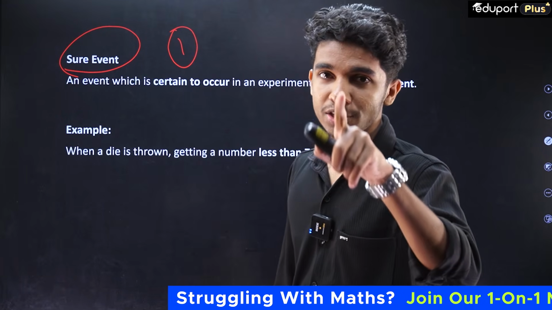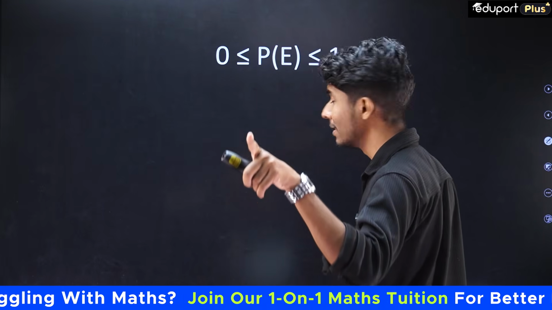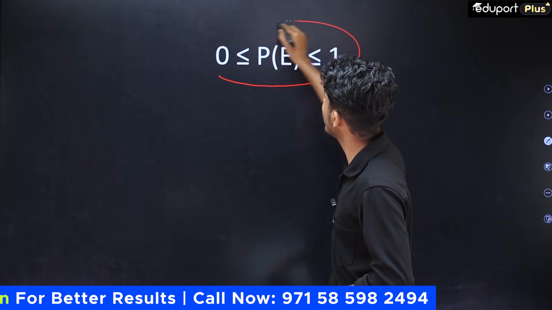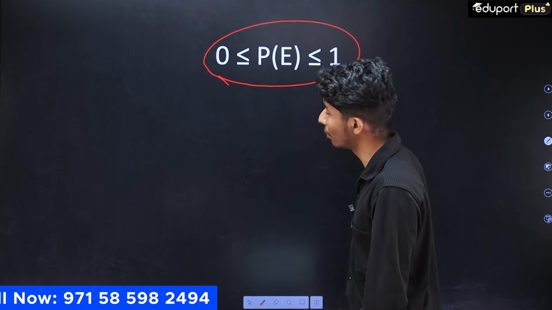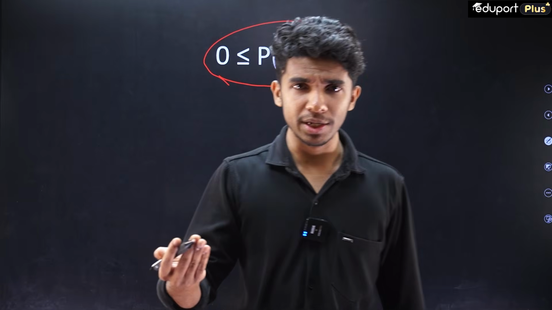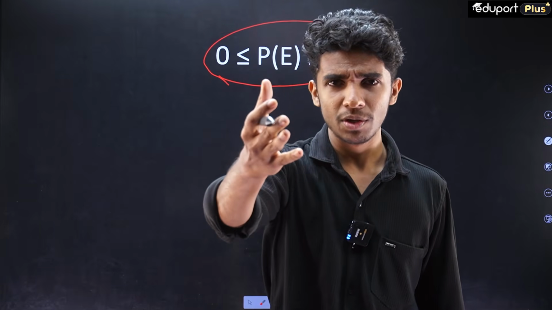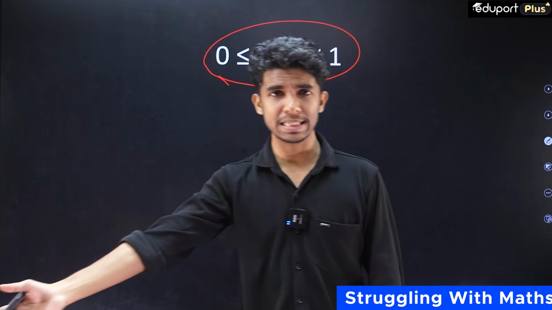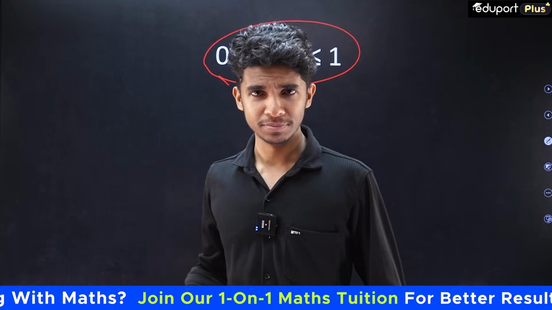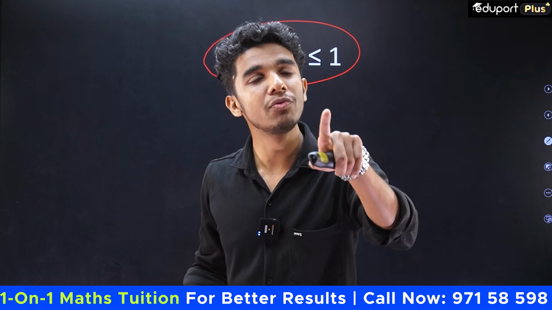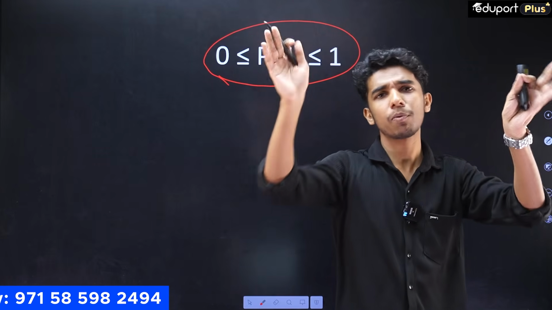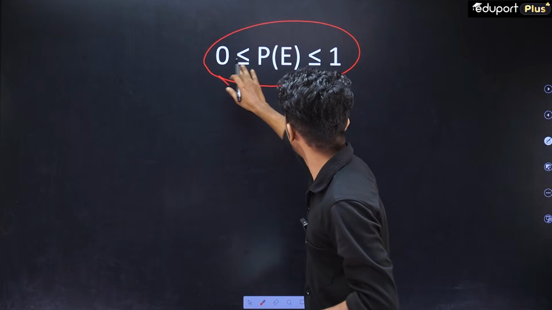So students, understand the fact that the probability value lies between 0 and 1: 0 is less than or equal to P(E), which is less than or equal to 1. P(E) means the probability of an event. In any situation, if you are going to calculate probability, in any case, the value of the probability will be between 0 and 1. Whatever problem you take, the probability will be between these two numbers.